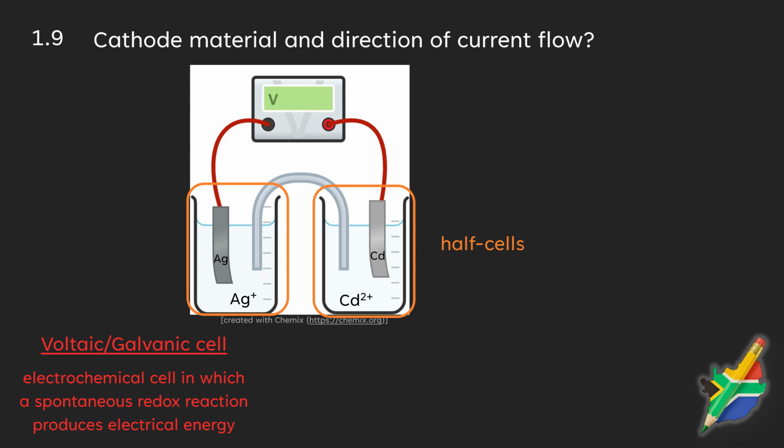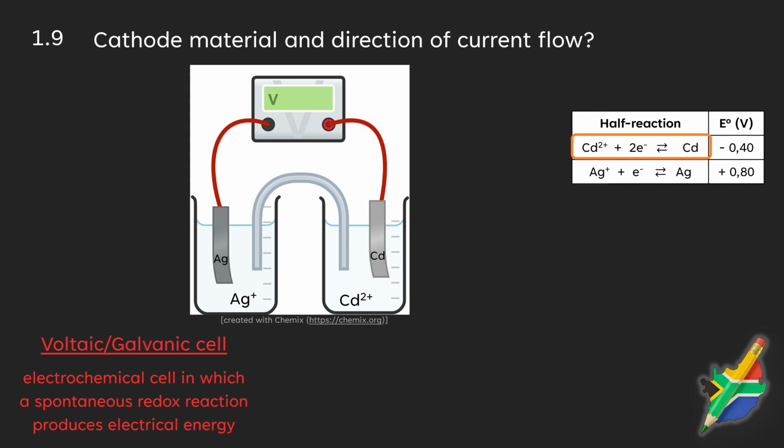We have two half cells, one with a cadmium electrode and cadmium 2+ ions in solution, and the other with a silver electrode immersed in a solution of silver 1+ ions. We can use the data sheets to work out the half cell in which oxidation occurs and the half cell in which reduction occurs. On the table of standard reduction potentials, we can find the half reaction for the reduction of cadmium ions to cadmium, and the half reaction for the reduction of silver ions to silver. We can also find their corresponding electrode potentials in volts.